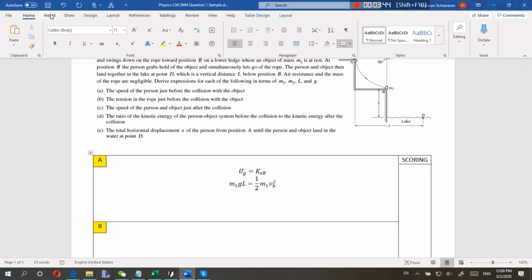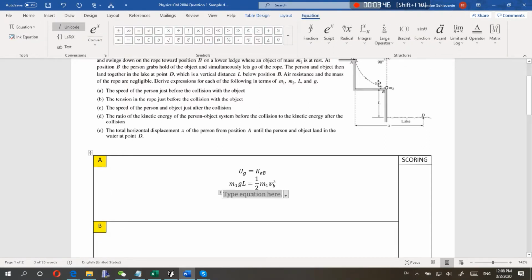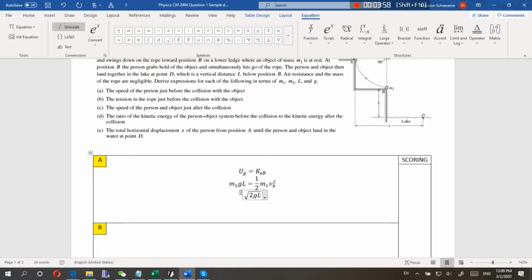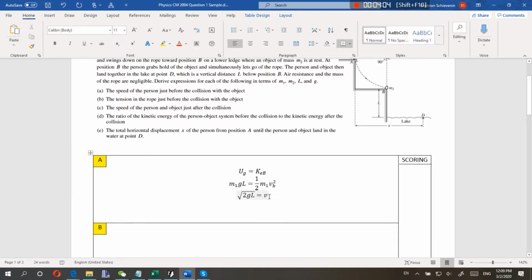So if I want to solve for the velocity at B, what do I have to do? So times 2, we cancel out each mass. So V squared is 2GL. Okay, so V is root 2GL at B. That's capital B. I need to change this one too. Stay consistent.